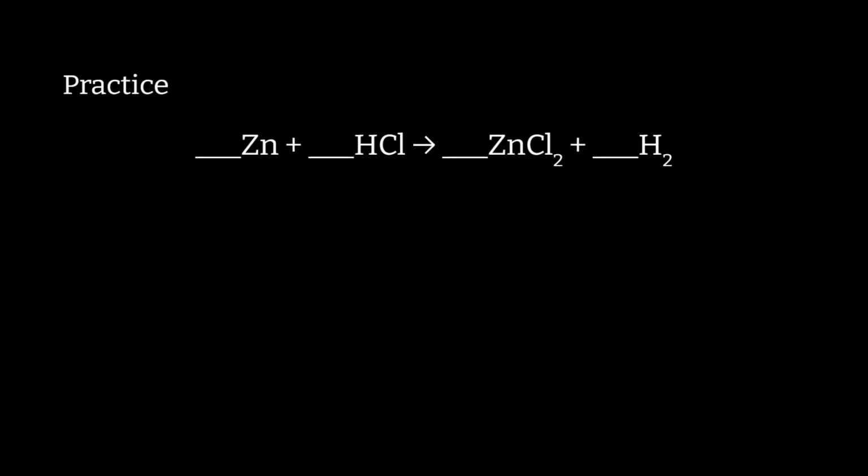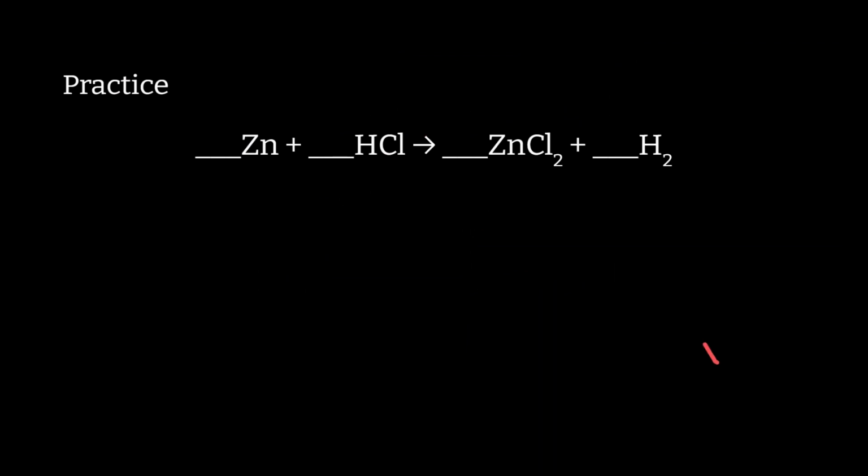Let's take a look at another example. We have our Zn plus HCl forming ZnCl2 plus H2. So zinc plus hydrochloric acid forming zinc chloride plus hydrogen gas. Let's go ahead and balance out this equation.